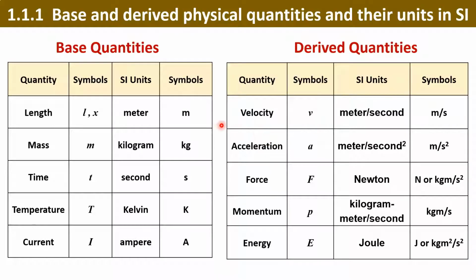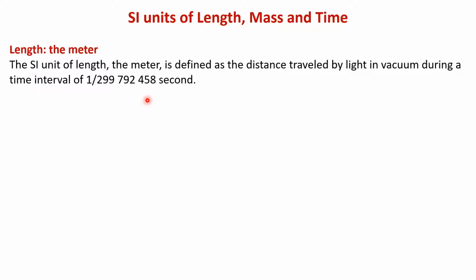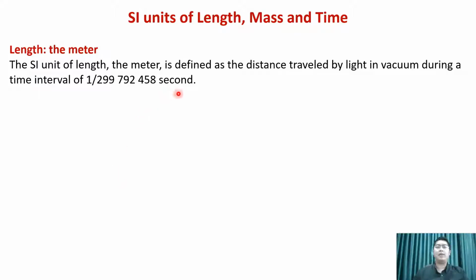These are the list of the base quantities and derived quantities that you're going to learn in this semester. For this lesson, we are going to focus on only three quantities: the length, the mass, and the time. For the length, the SI unit is meter. For the mass, the SI unit is kilogram. For the time, the SI unit is second.